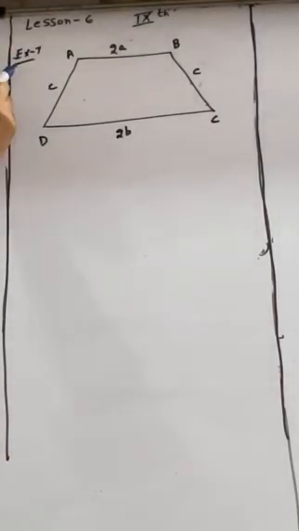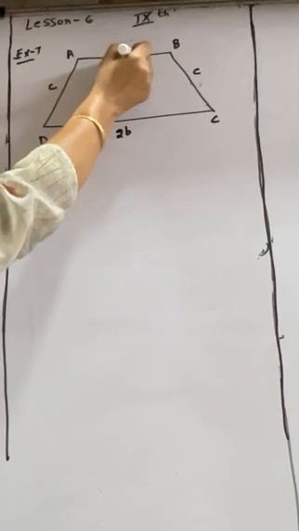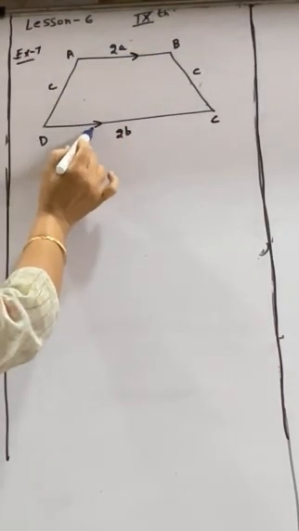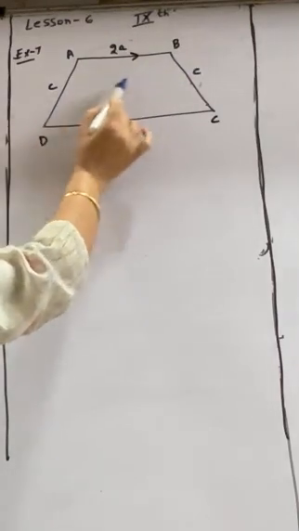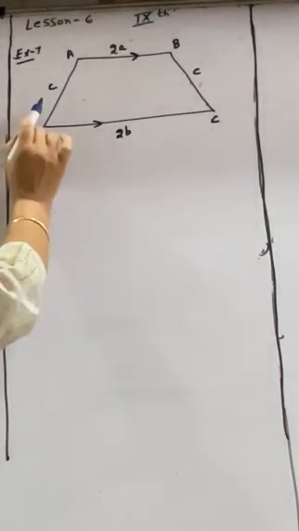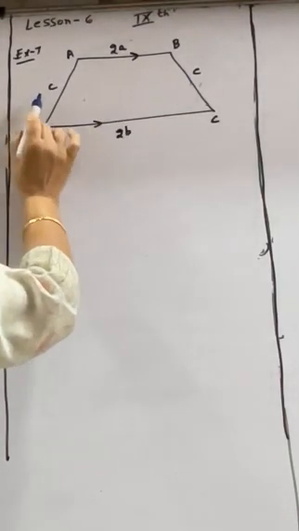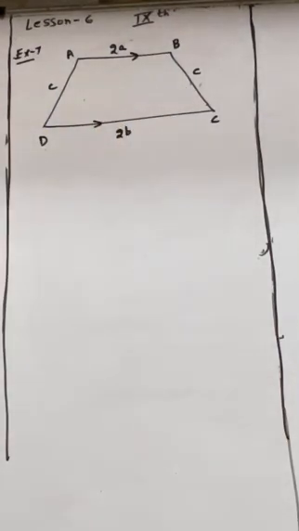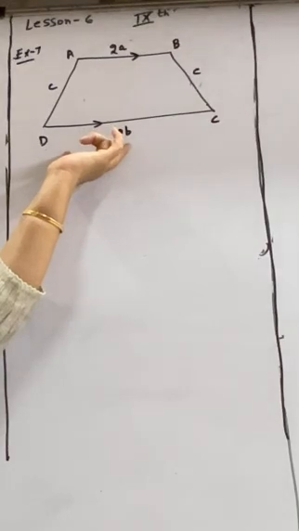So this is example 7 of lesson 6. What you have been given is one trapezium. Trapezium means two sides will be parallel, and you can see these are the two non-parallel sides, right? But it is an isosceles trapezium. Isosceles trapezium means the non-parallel sides have equal length. Can you see? C and C. So that trapezium is known as an isosceles trapezium, and we have to find the area of the isosceles trapezium.